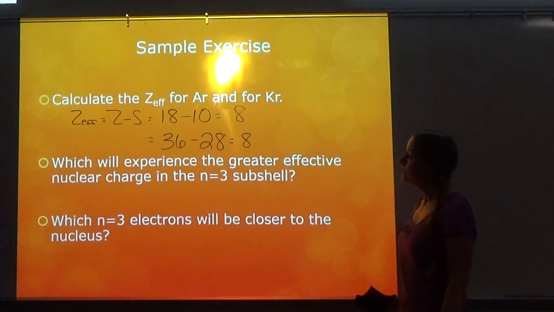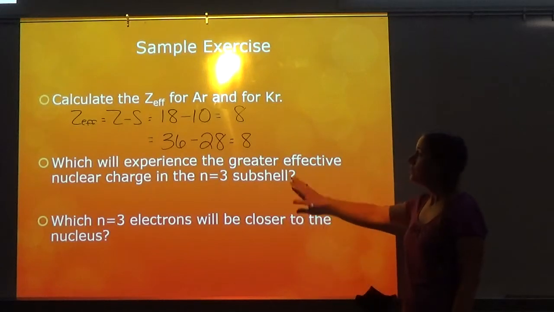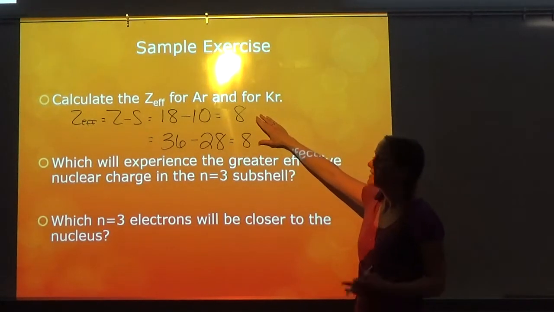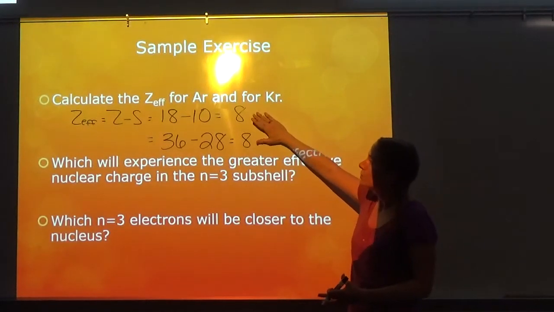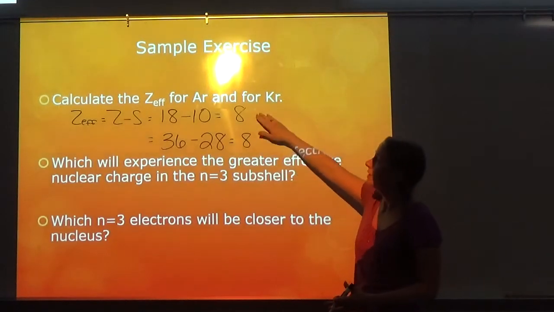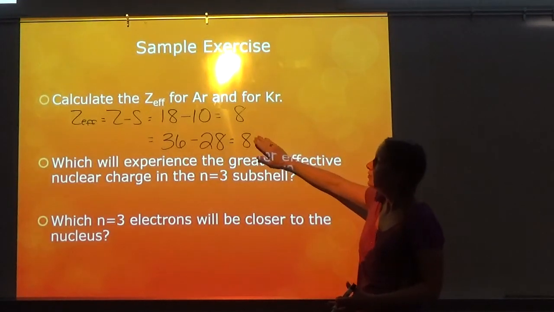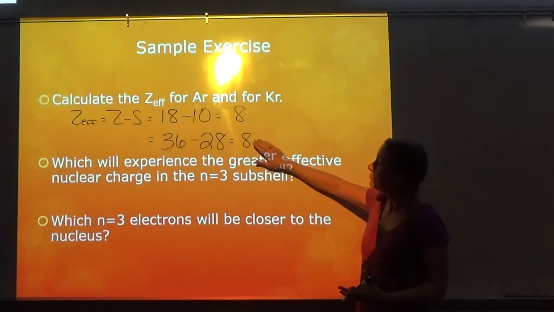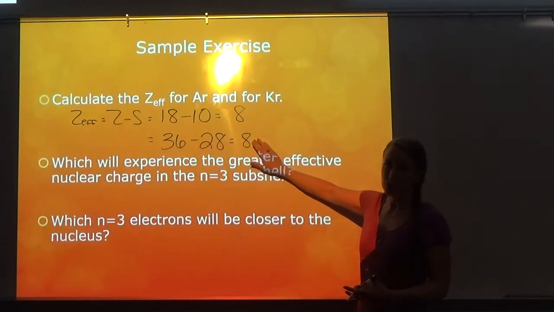Then it says, which will experience the greater effective nuclear charge in the N equals 3 subshell? So the problem is, of course, it seems as though they are experiencing the exact same nuclear charge. However, that's because we're on 2 totally different energy levels here. In argon, we're talking about the 3rd energy level. In krypton, we're now at the 4th energy level. So this is what those valence electrons are experiencing.